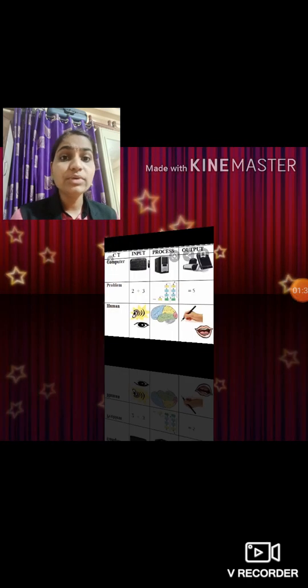After processing, output. What is meant by output? Information given out by a computer after processing the input is called output. And that output will be displayed on the screen. For example, monitor and printer are output devices.